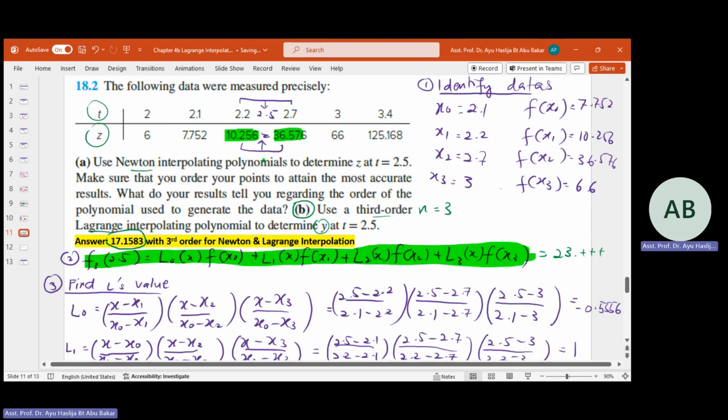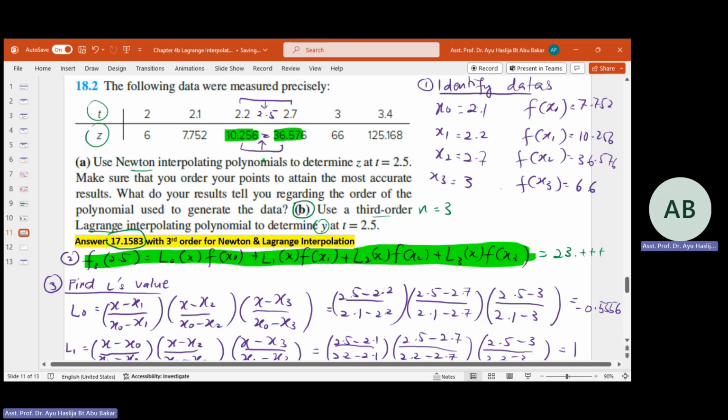Newton and Lagrange is in CLO 3, interpolation. Okay, one question will be asked in the final exam on the interpolation. So this topic alone will bring you 20 marks. Newton, 10 marks. Lagrange, 10 marks. Okay, just let me share with you how I distribute the marks.